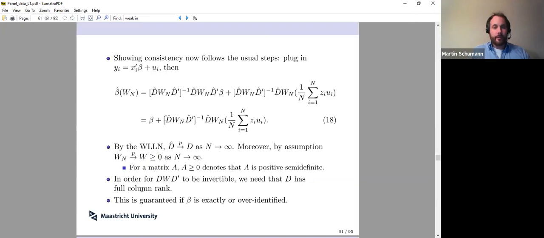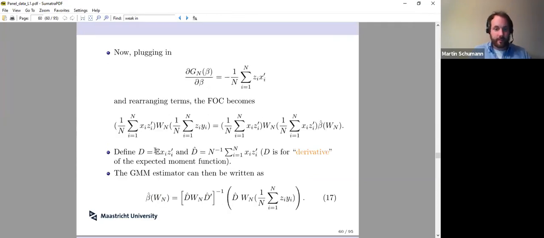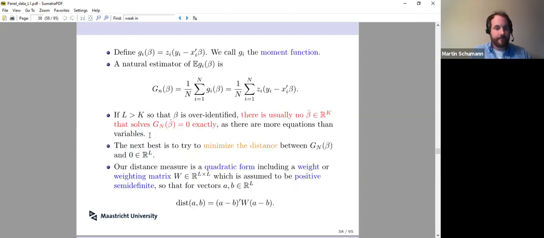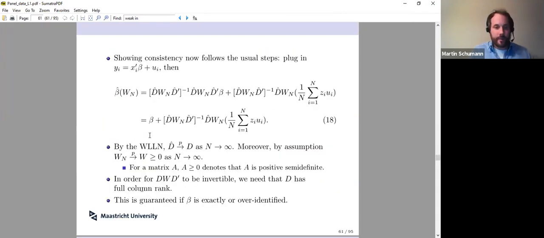Now, if we look at this product here in the limit, so if we want this to be invertible, we need that D has full column rank. And well, if we look at what D actually stands for, so it's this thing. And we have seen this before, namely in our rank conditions here. You see that if this thing is exactly or over-identified, then this has full column rank. Full column rank means that the matrix has rank K. This thing here is invertible as long as beta is exactly or over-identified.